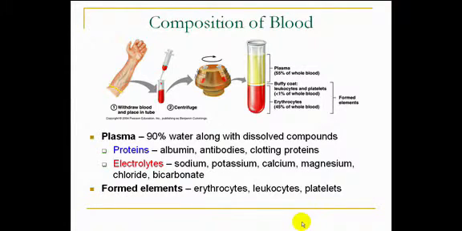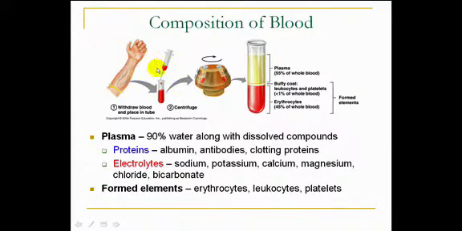And we know we have your erythrocytes, which are your red blood cells. You have your leukocytes, which are your white blood cells. And then you have your platelets. Technically, platelets are not cells. They're fragments of a cell, which we'll talk about. But we still consider them a formed element. So if you looked at how much of the blood is plasma, how much of the blood is formed elements.